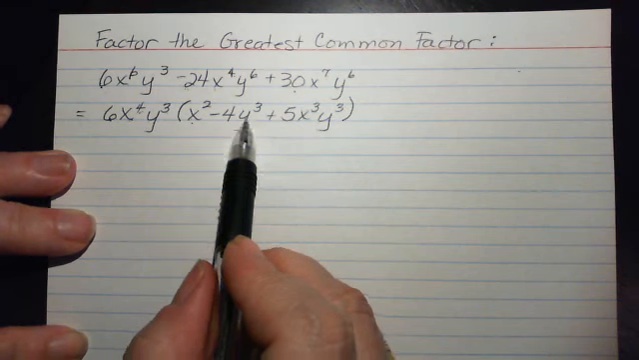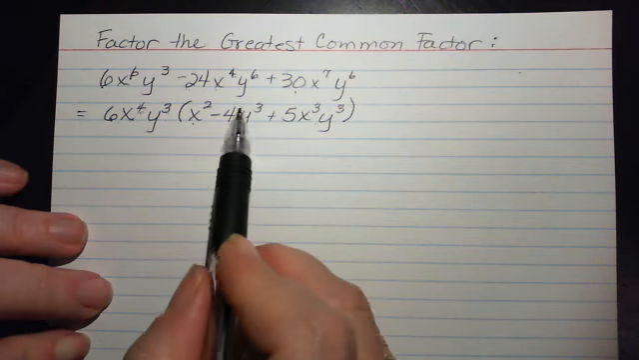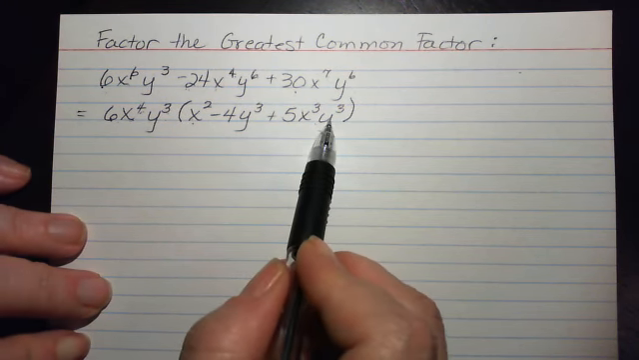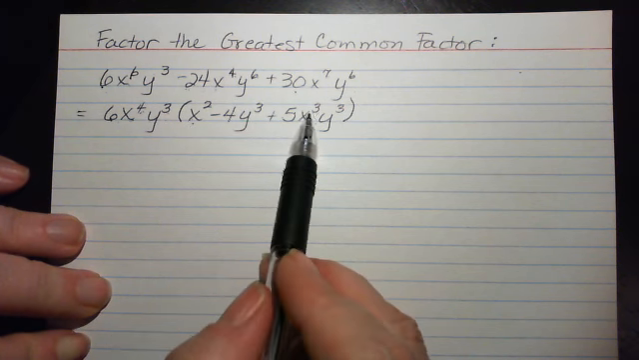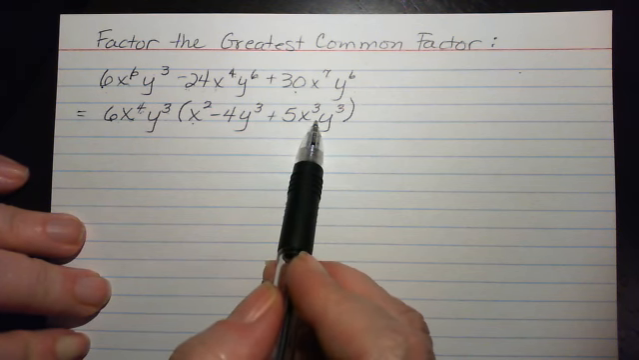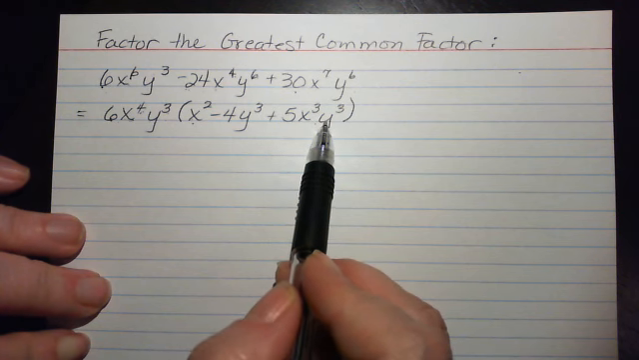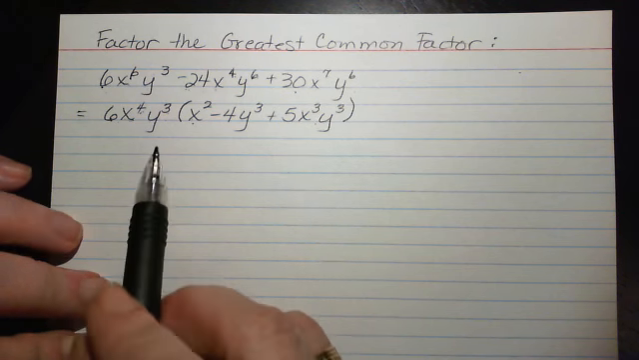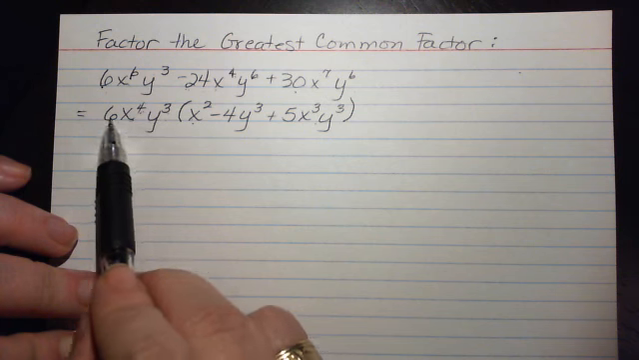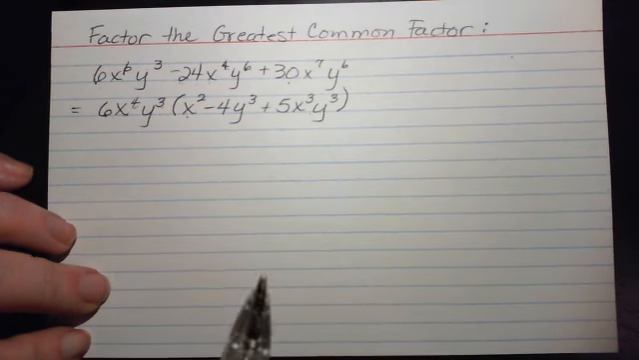Now we can check the remaining polynomial here to see if we think it will factor again. But after some trial and error here, we can see that this trinomial is not going to factor. And so we have done our job here. We factored out the greatest common factor.